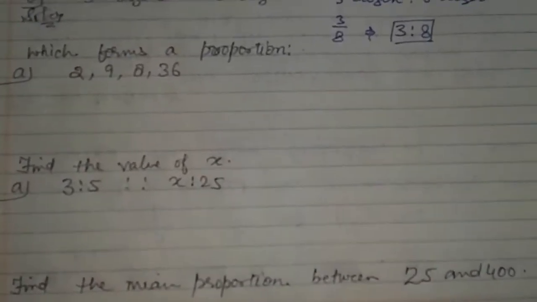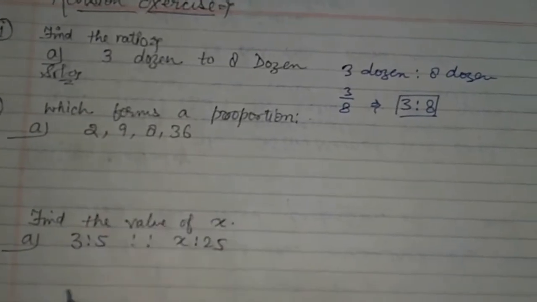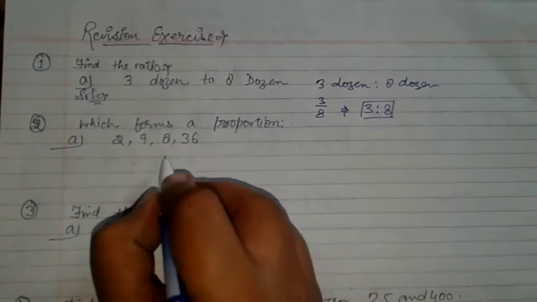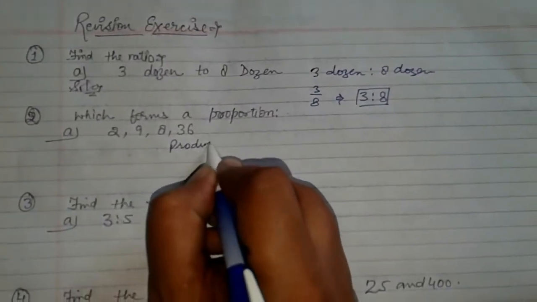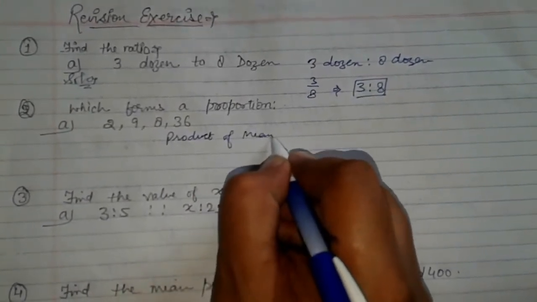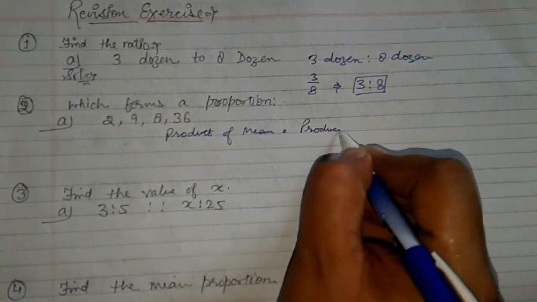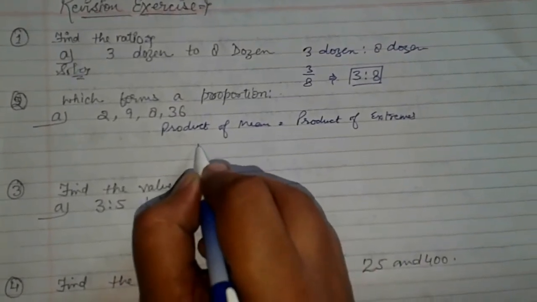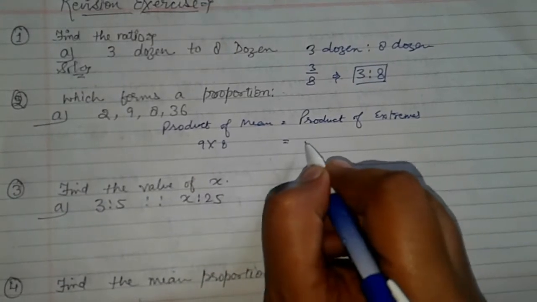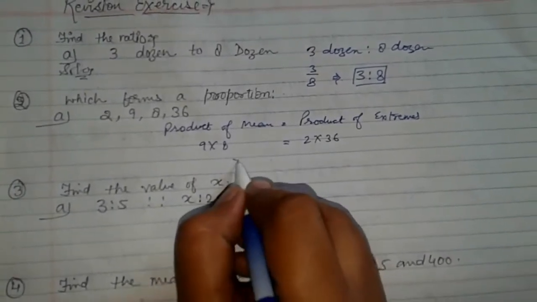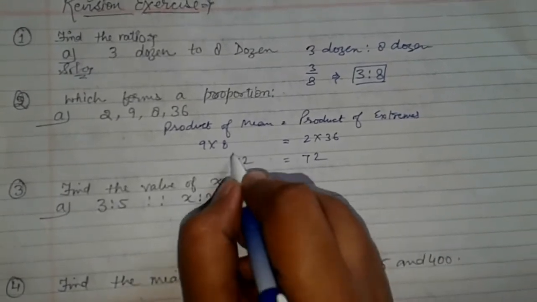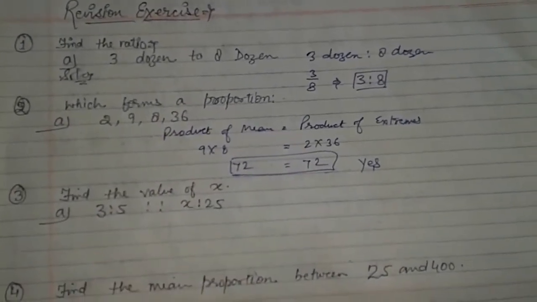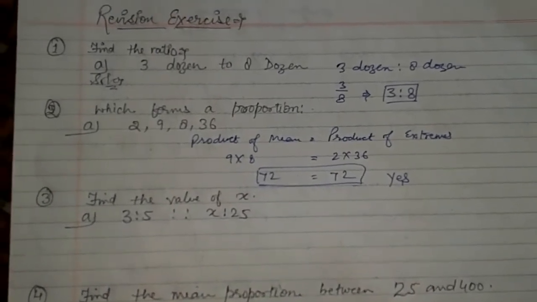Now which forms a proportion? For that we must use the formula: product of means and product of extremes. 8 multiply 9, 2 multiply 36, 72, 72. Yes. 2, 9, 8 and 36 are in proportion.